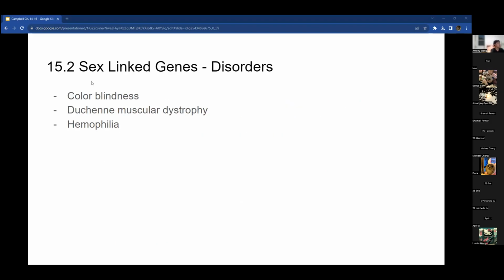Here are some sex-linked genes. Colorblindness, X recessive. Hemophilia, I think, is also X recessive, unless I'm wrong. Duchenne muscular dystrophy. I think these are all X recessive. I hope I'm not wrong.